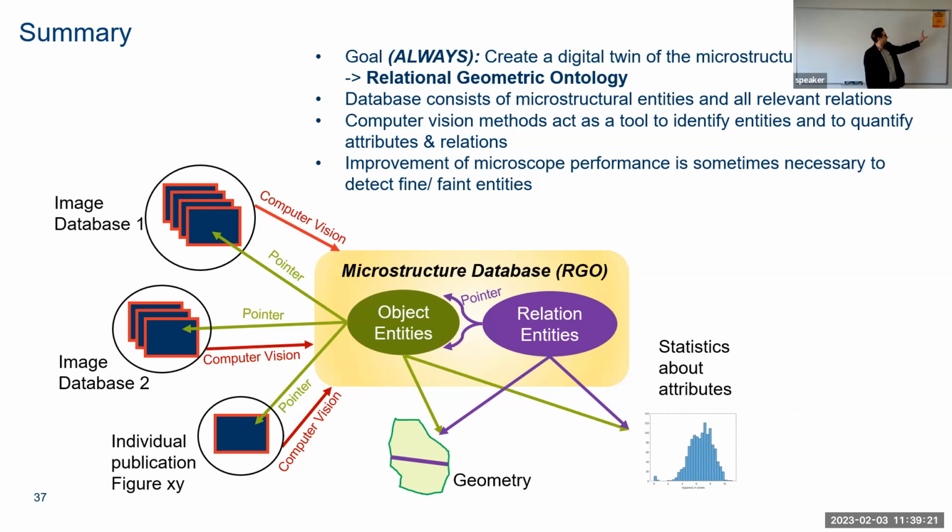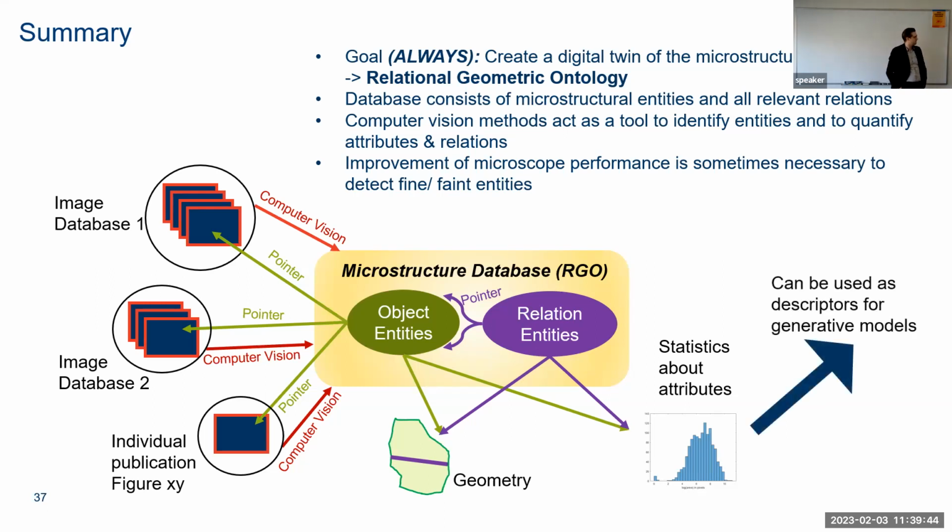So this is the architecture of my approach here. Right, there might be different types of image databases. We can use computer vision to extract the entities and put them into a microstructure database. The relations point to different object entities, but I do not want to repeat all of this now. And what we can do is we can extract geometry of certain subsets of entities or statistics about their attributes. And actually, these statistics about the attributes can then be used as descriptors for generative models. So basically what I do is a step in between. I don't try to transform the images directly into some descriptor. I first want to build up a 100% digital twin, lossless, all the entities, and then I still can derive a descriptor and put it in the model for some simulation people.